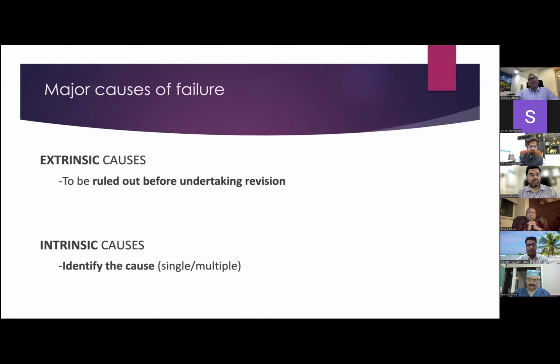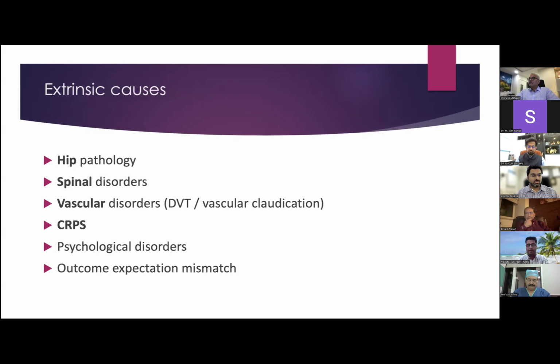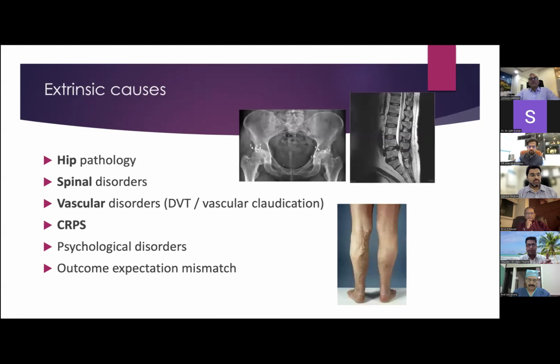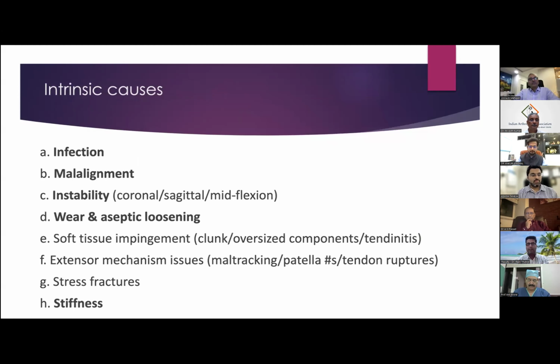But understand that by failure, we are talking about a recurrence of pain, recurrence of the symptoms of knee instability or recurrent swellings in the knee. And there are both extrinsic causes as well as intrinsic causes. We must first rule out the extrinsic causes. And these can be from the hip, the spine, the vascular causes, even complex regional pain syndrome and others.